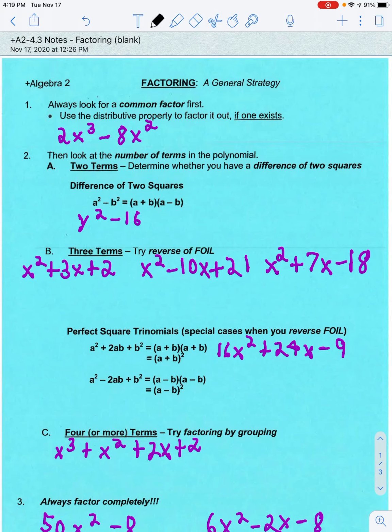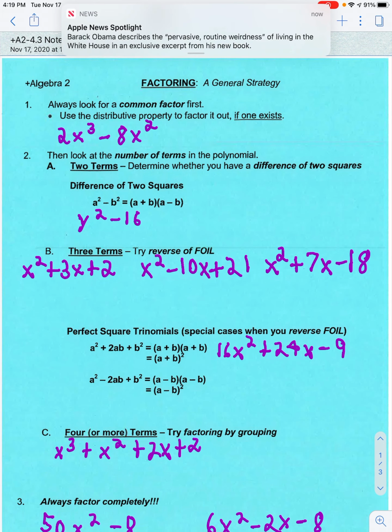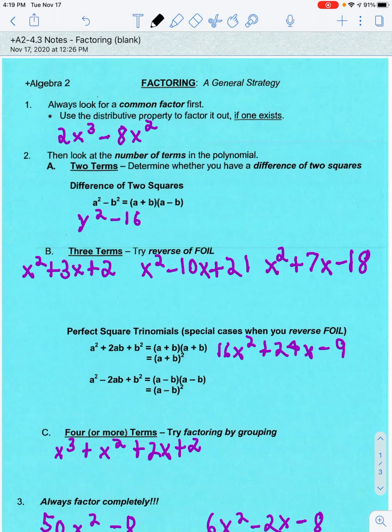This is a lesson on factoring, section 4.3. If you look at the blue handout, which can be found on Canvas, you're going to see that there is a strategy to factor that I have outlined.